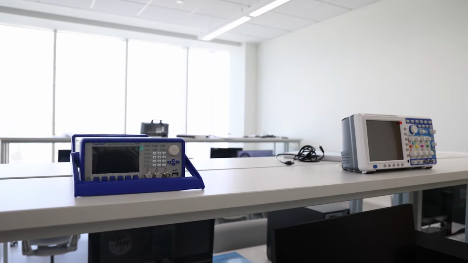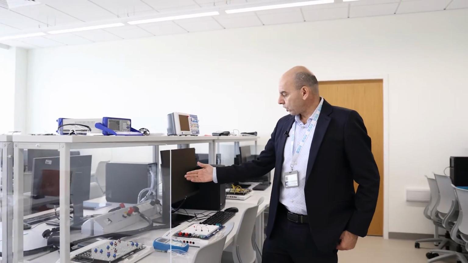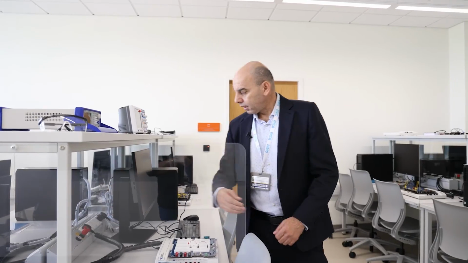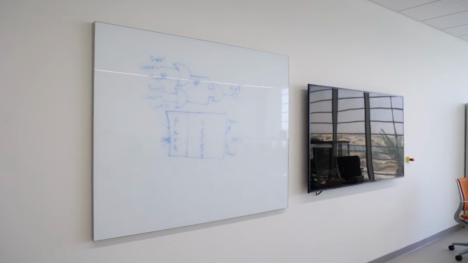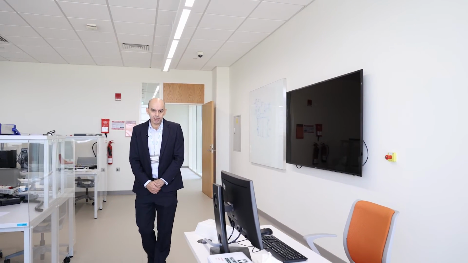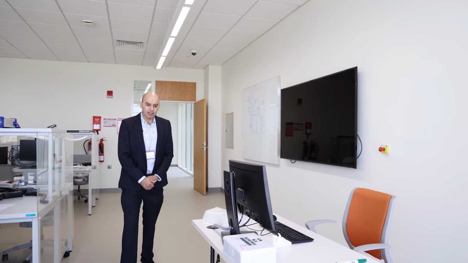There are also function generators and oscilloscopes that can be used for the experiments. The station is also equipped with an emergency stop button to disconnect the power in case of emergency. There is also a whiteboard and smart screen and a main computer for the lab instructor that can be used in order to explain the experiments for students at the beginning of the lab.